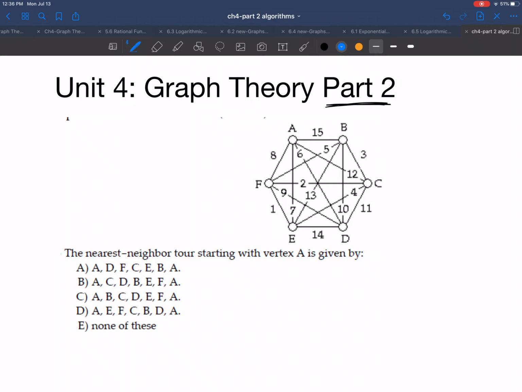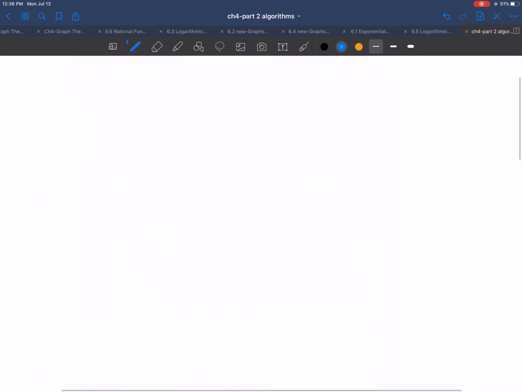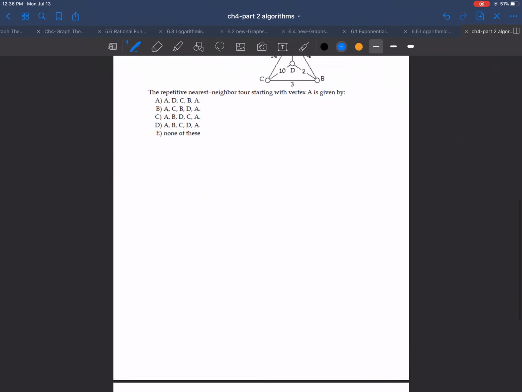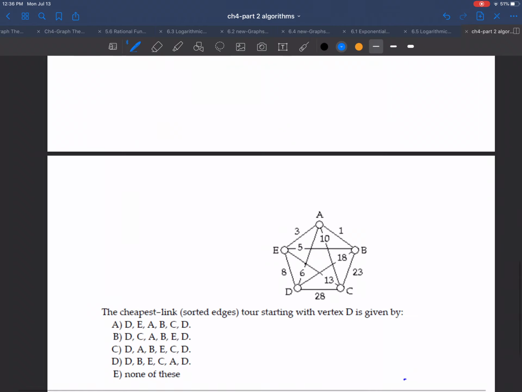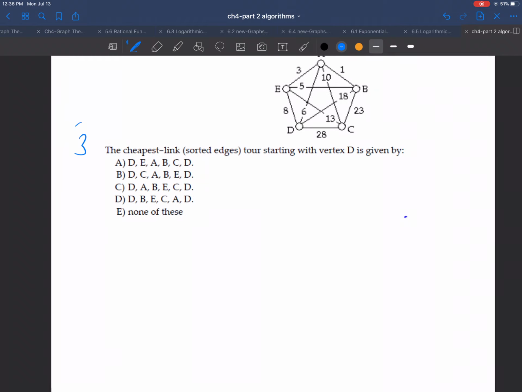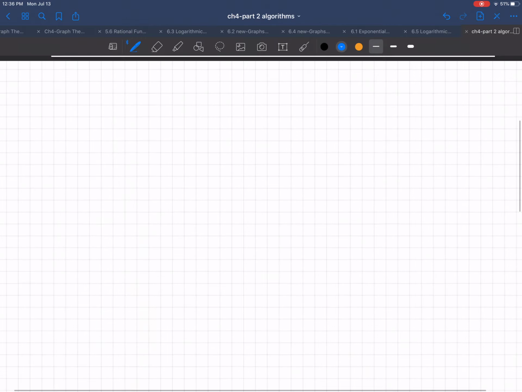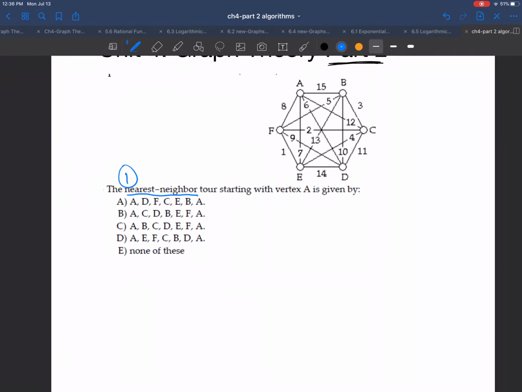So what people get confused about is, there are 3 different algorithms or methods we do. One of them is nearest neighbor. This is method number 1. Number 2, we come down here, is repetitive nearest neighbor. That's a different method. And then number 3, cheapest link, also called sorted edges. So you've got to really recognize those words. It makes all the difference in the world.